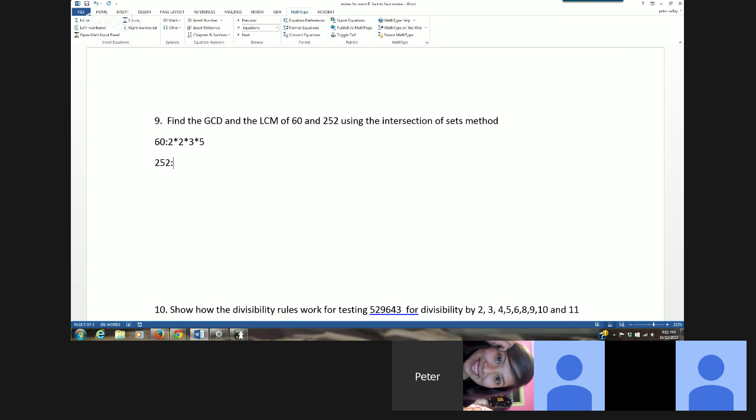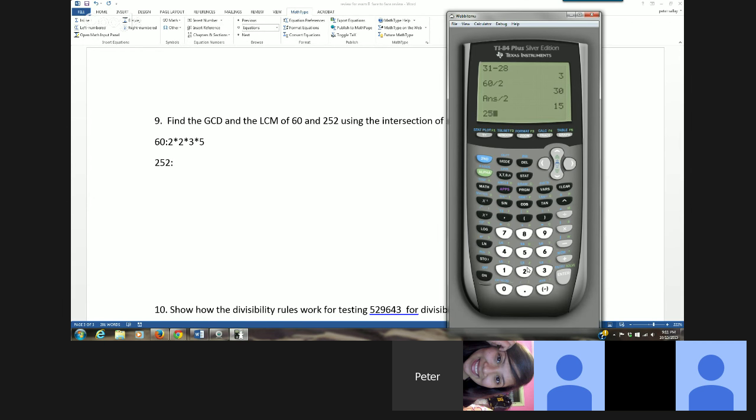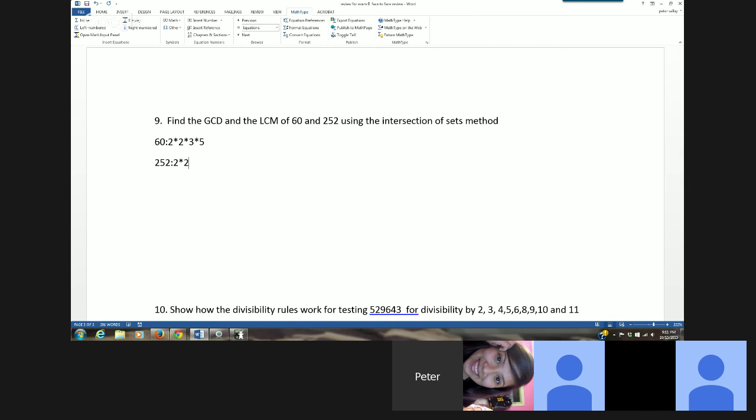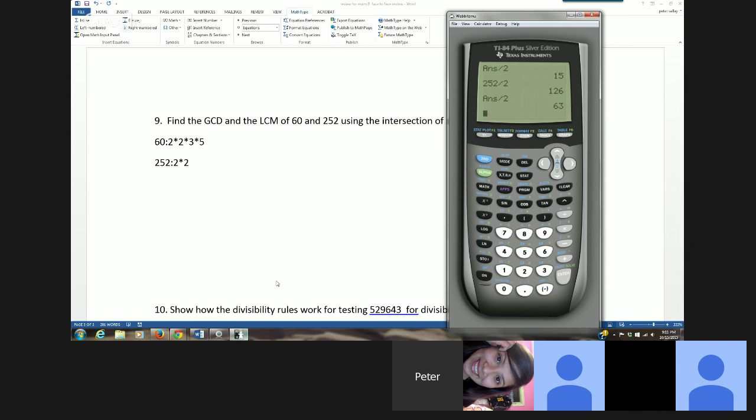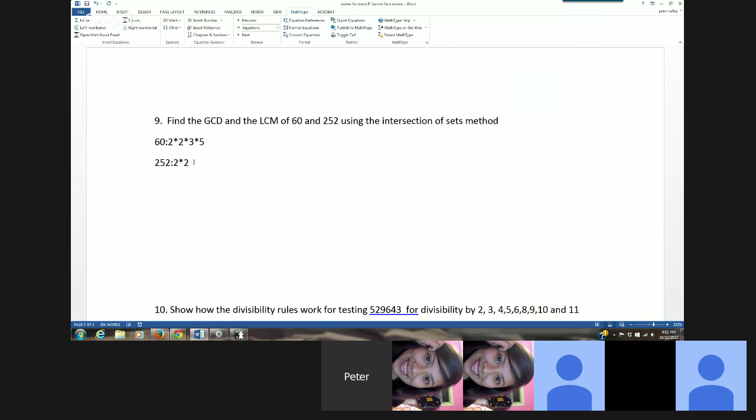And then 252. I know 2 goes in there, so once and twice, and then I run out of 2's. So it's 2 times 2. And then I can see that 3 goes in, so I divide by 3, and another 3 goes in. So it looks like 2 times 2 times 3 times 3 times 7.